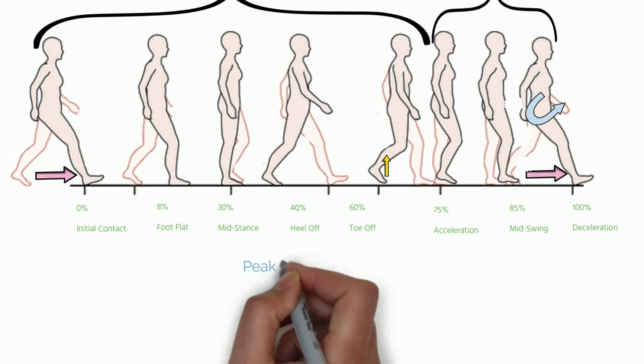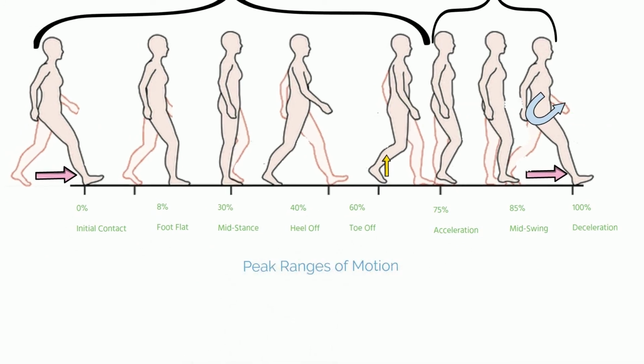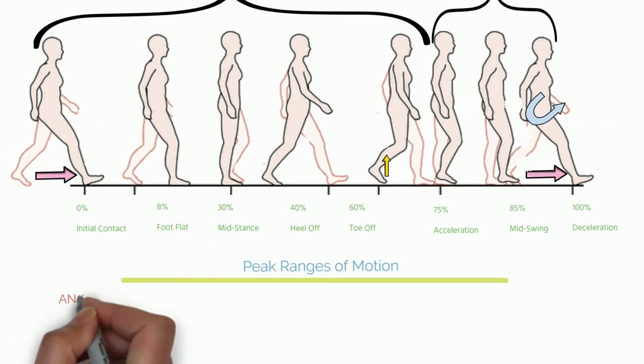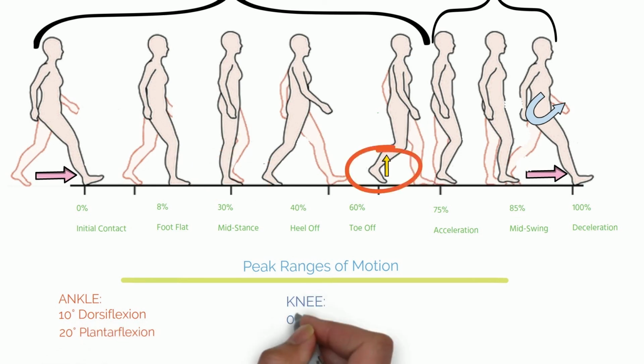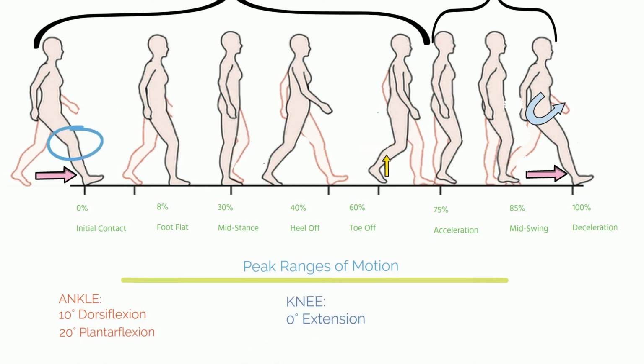Okay, let's recap the peak ranges of motion during gait. The ankle has to be able to dorsiflex to about 10 degrees for mid-stance and plantar flex 20 degrees for toe off. The knee has to be able to fully extend for initial contact and the heel off and flex to about 60 degrees at acceleration. The hip has to be able to move from 30 degrees of flexion at deceleration to 20 degrees of extension at toe off.